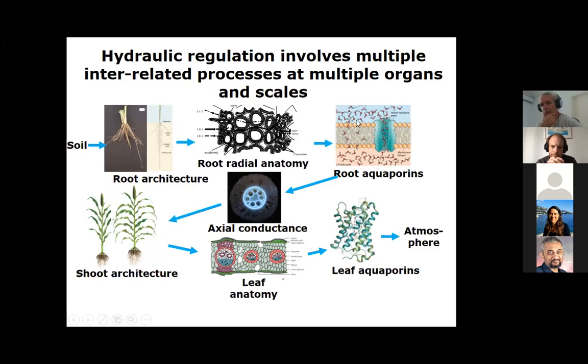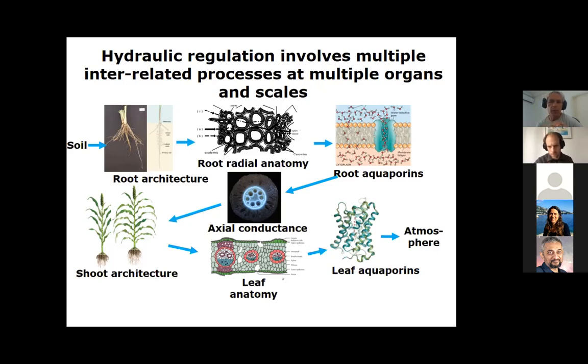It could be at the level of plant membranes. We'll talk about aquaporins later, which are water transporters. It could be about the plant axis at the xylem level. It could be in the leaves. It could be in the leaf anatomy, where aquaporins also play a role. So there are many different places in the plant that we need to explore that could be potential candidates to explain those potential transpiration restrictions and those potential hydraulic restrictions.